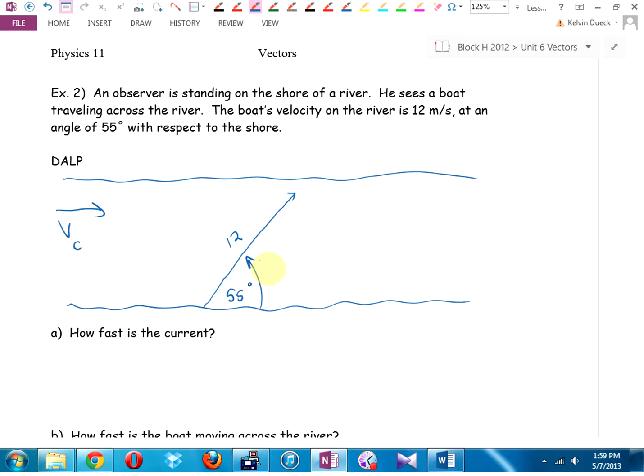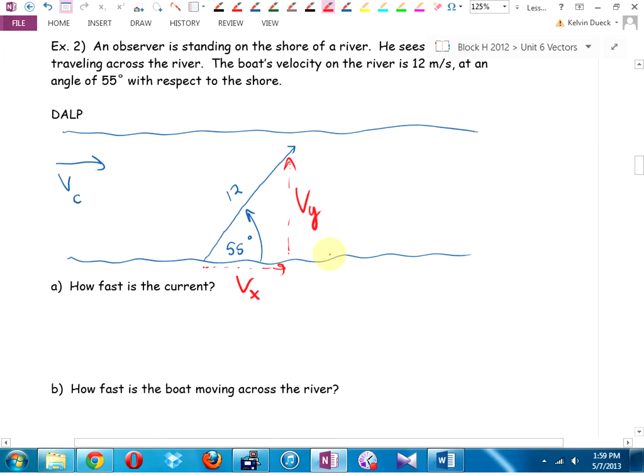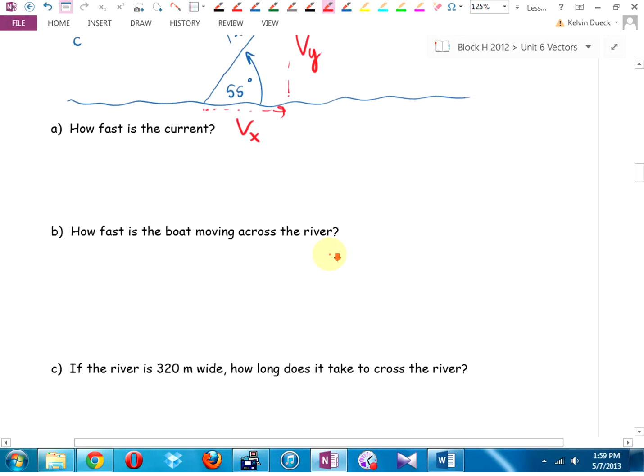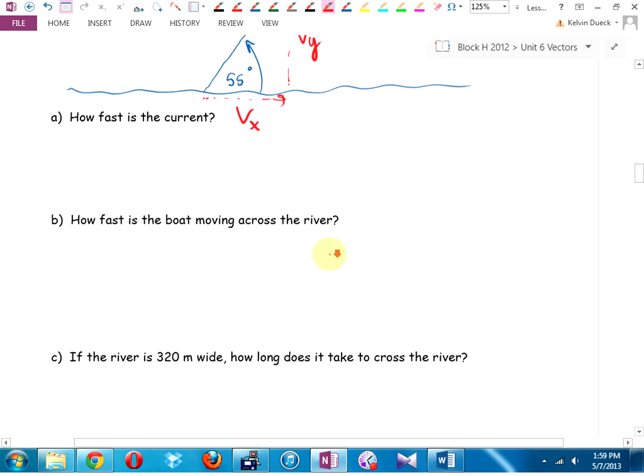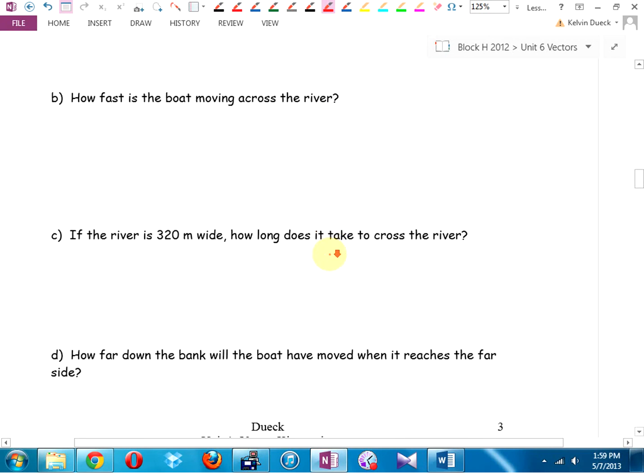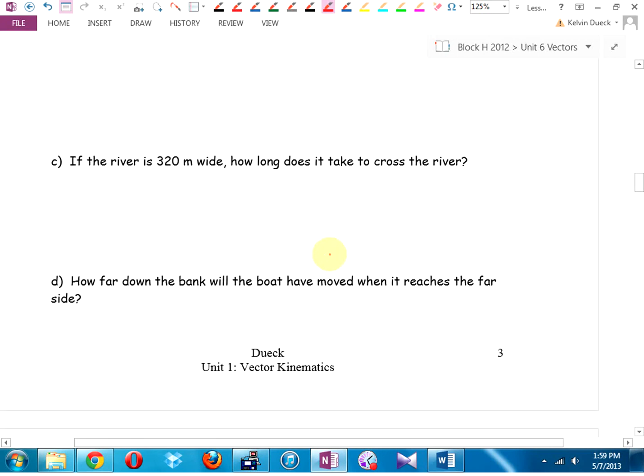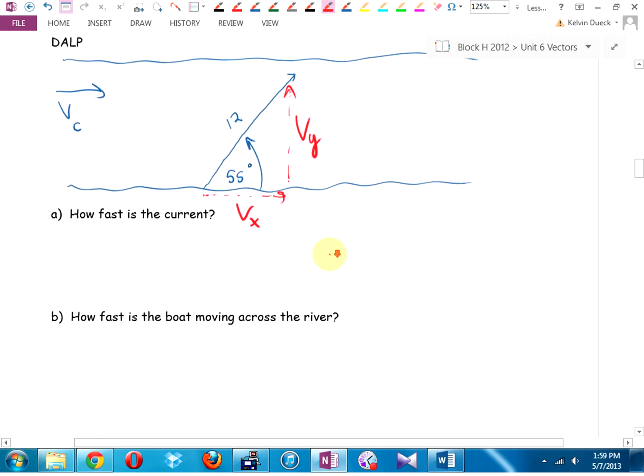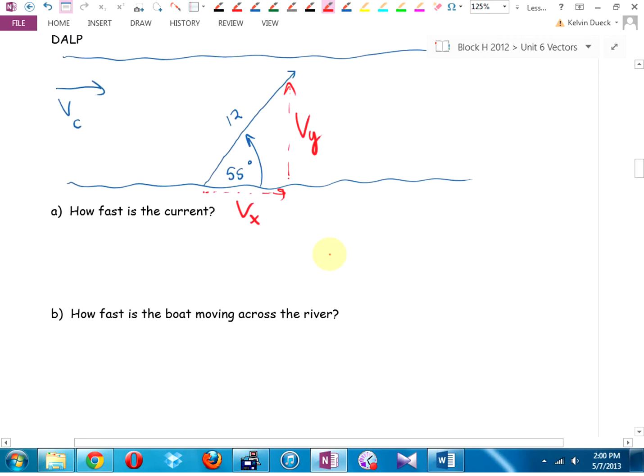Vertical and horizontal. So, I usually change colors for this to make it stand out. I'm going to break this up into Vx, which happens to be the current in this question, and Vy, which happens to be something else. So on your own, see if you can find the answer to A, the answer to B, the answer to C, and the answer to D. I will do them slowly up here. Let's see if we end up in the same place.